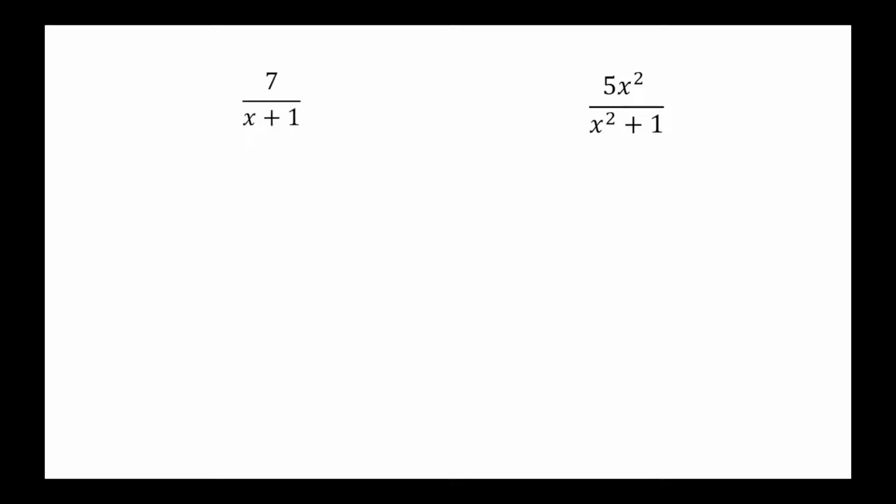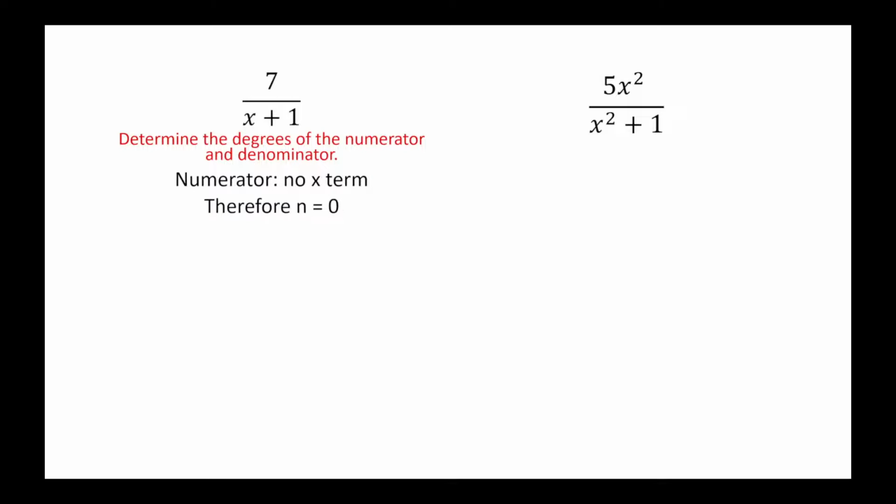With 7 divided by x plus 1, let's start first by identifying what the degrees are. In the numerator, there's no x term at all. There's no x variable. Therefore, the degree, or n, is going to be equal to 0. For the denominator, there is an x term. There's no visible exponent there. However, we can assume that the exponent is equal to 1. Therefore, m equals 1. The degree is 1.